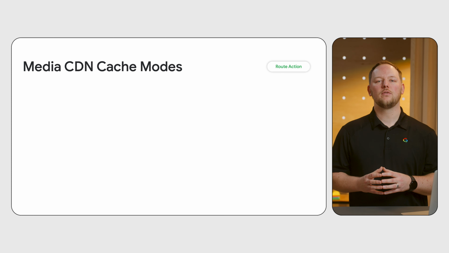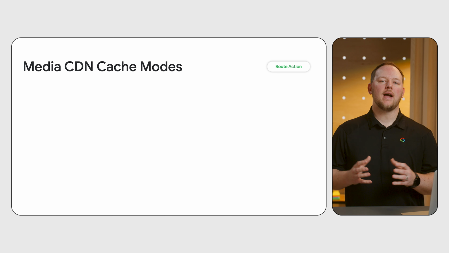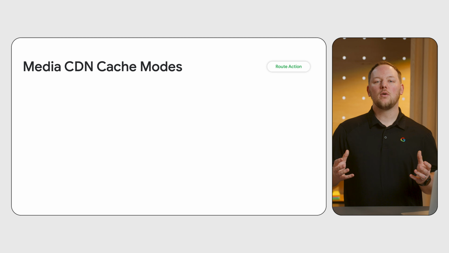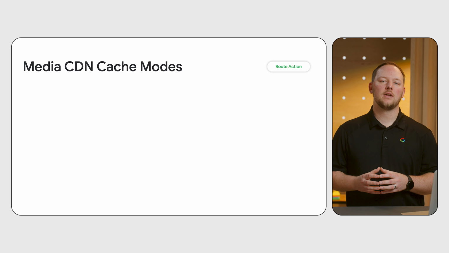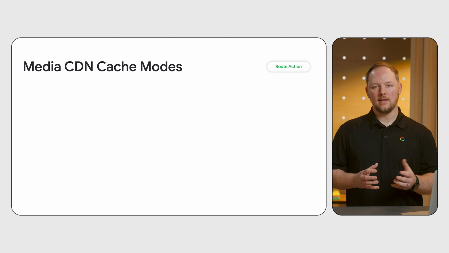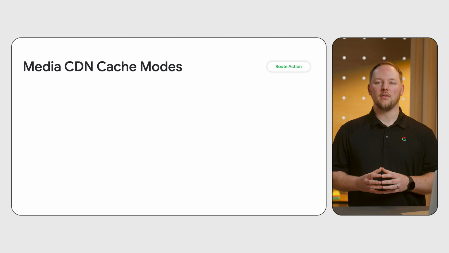First, we'll start with cache modes. Cache modes provide different strategies that define how content is cached and served to end users. These modes determine how Media CDN decides to store and retrieve content from the cache, helping optimize performance, reduce latency, and manage origin server offload effectively. There are four to choose from.